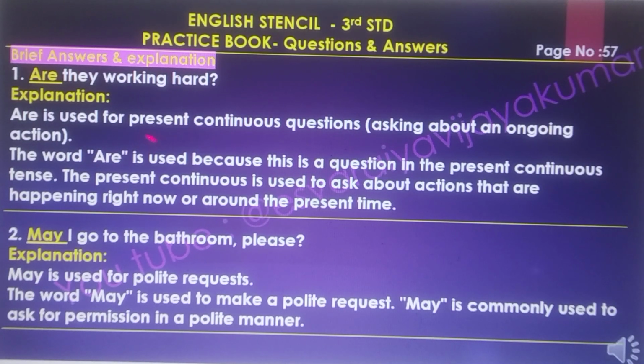Explanations. Are is used for present continuous questions asking about an ongoing action. The word are is used because this is a question in the present continuous tense. The present continuous tense is used to ask about actions that are happening right now or around the present time. May I go to the bathroom, please? Explanations. May is used for a polite request. The word may is used to make a polite request. May is commonly used to ask for permission in a polite manner.